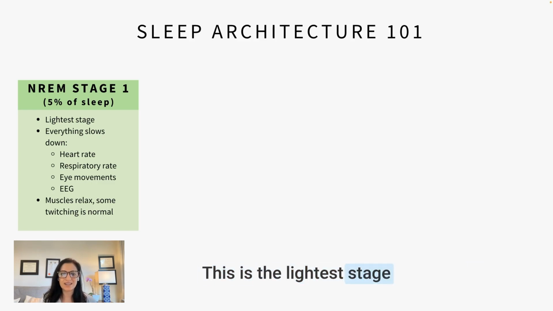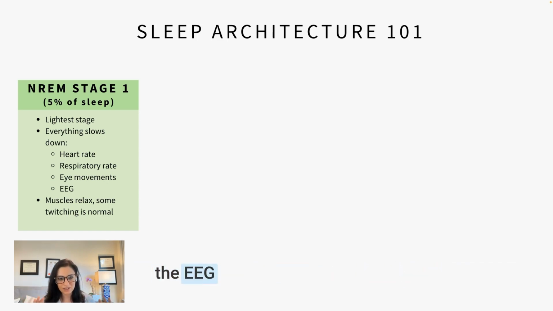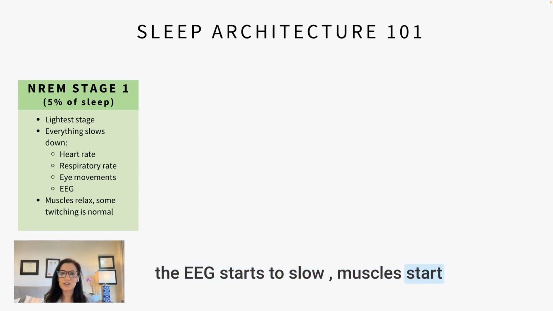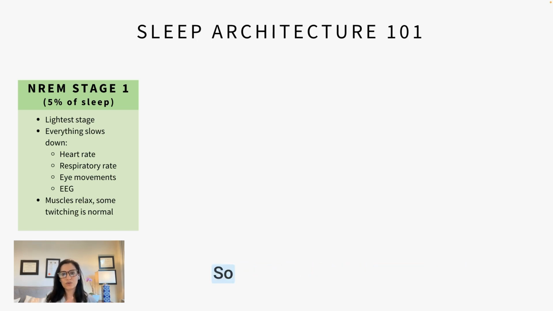This is the lightest stage of sleep. It's where everything starts to slow down: the heart rate, the respiratory rate, eye movements, the EEG starts to slow, muscles start to relax. You might get a little bit of muscle twitching, which is normal. So this is the transitional stage from wakefulness into sleep.